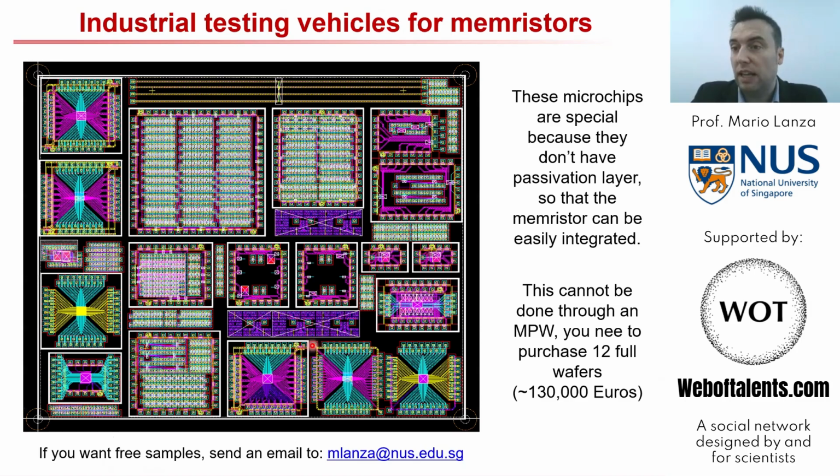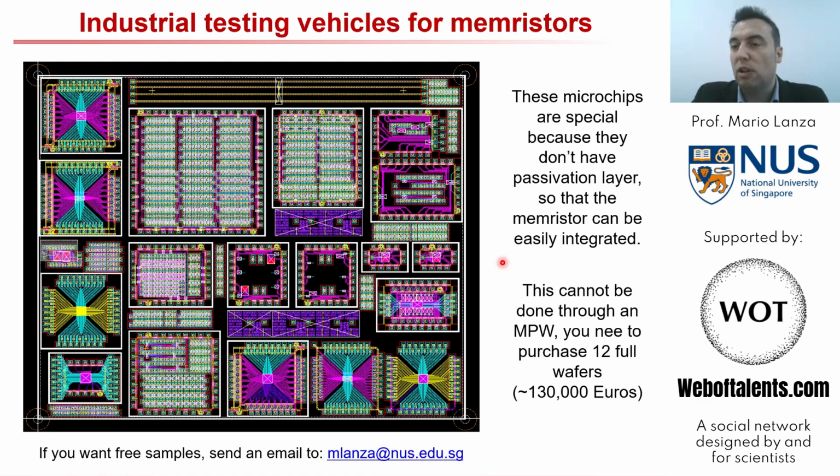I also would like to announce that our group is making several tape outs to fabricate testing vehicles for memristors. Here you can see an example of the layout of the microchip that we are fabricating. I have to say that the fabrication of this type of testing vehicle is a little bit particular. It is not possible to do this through a multi-project wafer tape out because these microchips come with a passivation layer, and this has to be removed in order to integrate the memristive material in the microchip. And this is something very problematic because these chips normally don't come planarized.